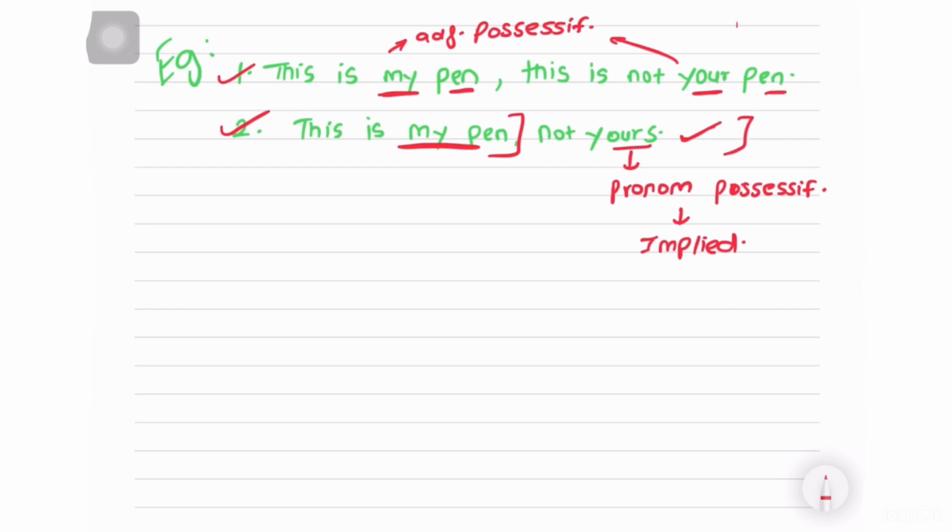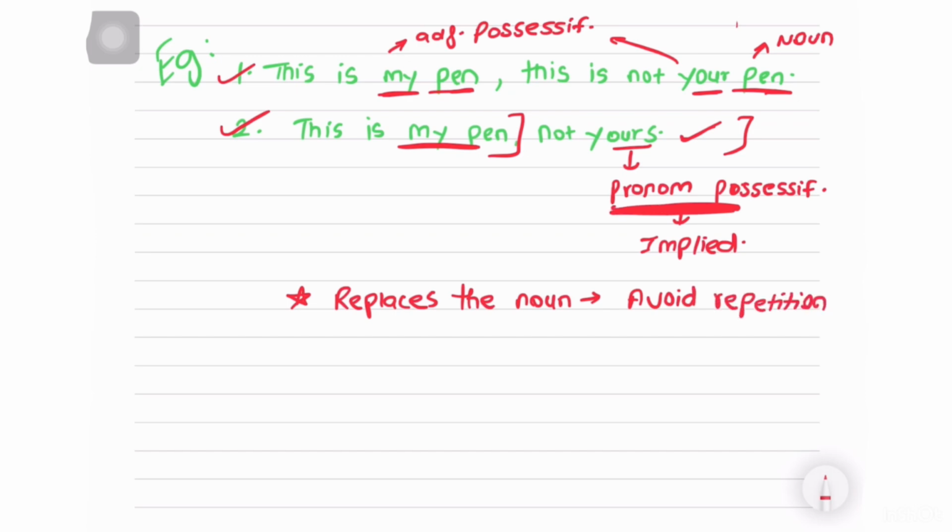So adjective possessive always goes before a noun. That is pen. Pen here is your noun. And pronoun possessive, on the other hand, is replacing your noun. Why do we need to replace the noun? If it is clear to us that we're talking about a pen, why say it again and again? So it helps avoid repetition. Pronoun possessive makes our sentence shorter and it avoids the repetition. Pronoun is nothing but your pronoun, and it replaces the noun, which is your pen.